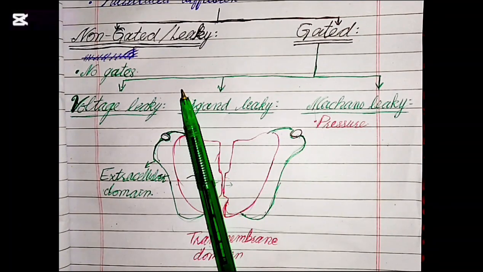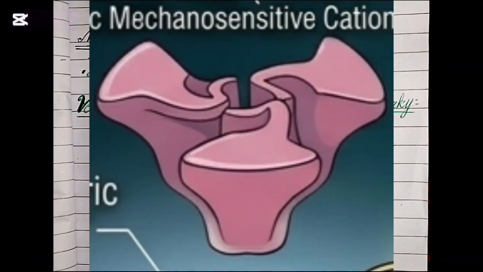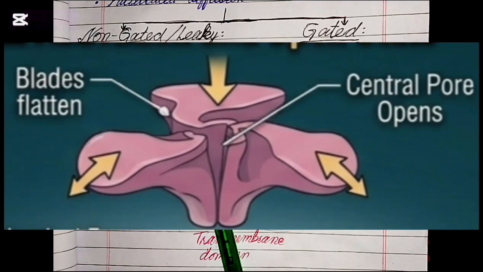Now the mechano gated channel. Mechano means mechanical, so mechanical pressure or mechanical touch. If we apply touch, meaning we apply pressure on the body, at that time a channel is used which produces nerve signals. Now look at the image on the screen and look into the center of the channel. If we apply pressure on this, it will gain pressure and will change its shape. Now look at the second image, it will become like this.